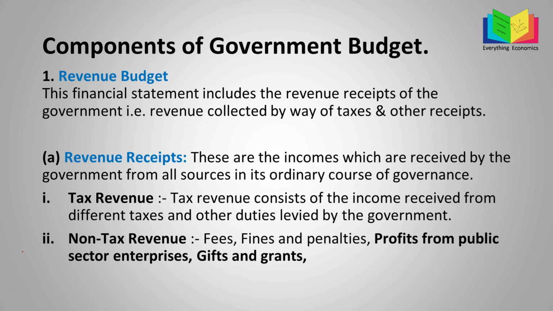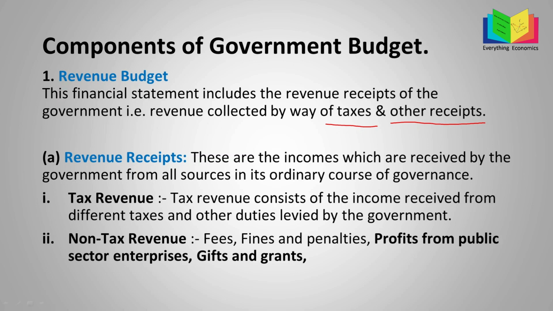This means that all the expected government revenues, whether it's taxes or through other ways, are recorded in the revenue budget. So how much the government is expected to generate in revenue in the upcoming year. So that's the revenue budget.